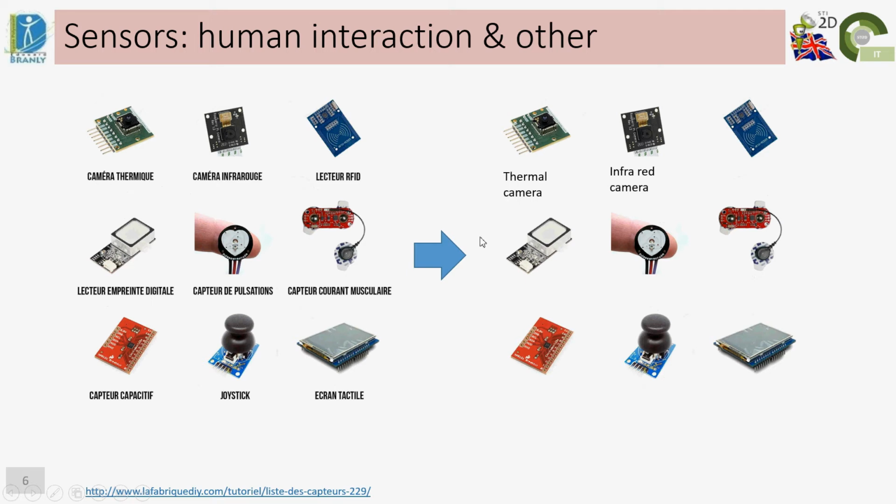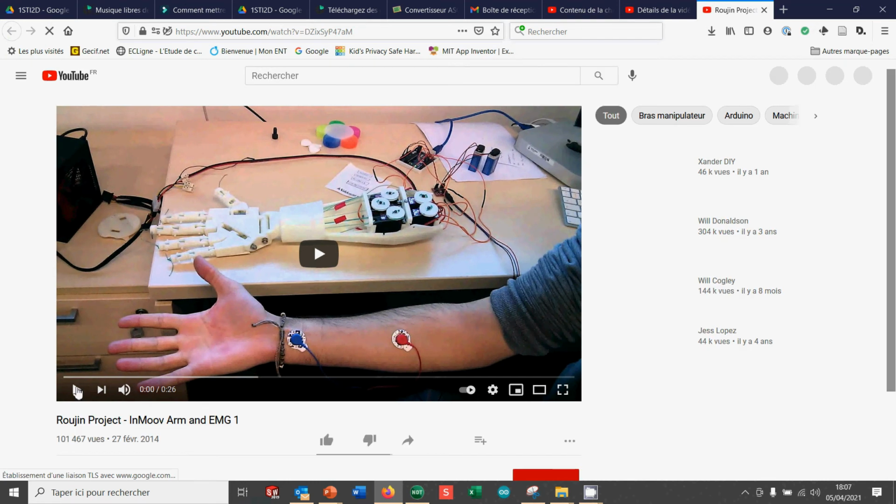So all these sensors are the other category of sensor, human interaction and various other one. RFID reader, fingerprint reader, empreinte digitale. Pulse sensor, so that's the same as you have in the watch for the running. Muscle sensor, so this one is pretty nice. So let's see a movie.